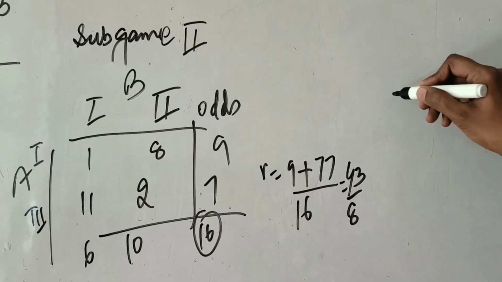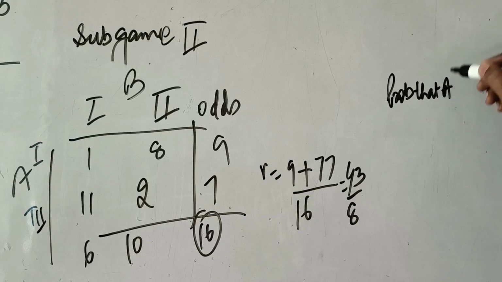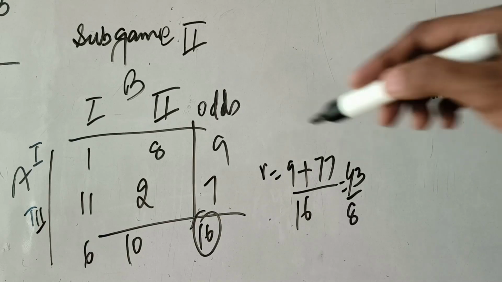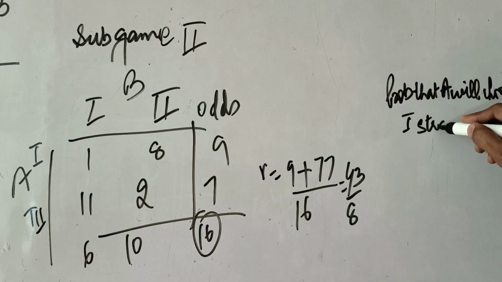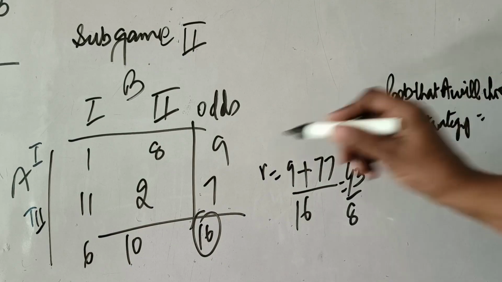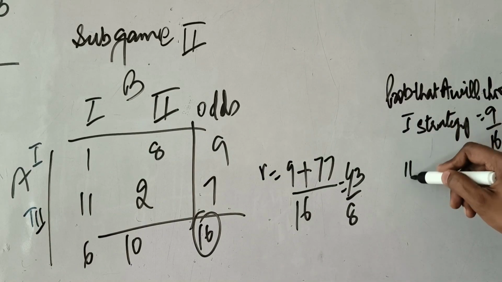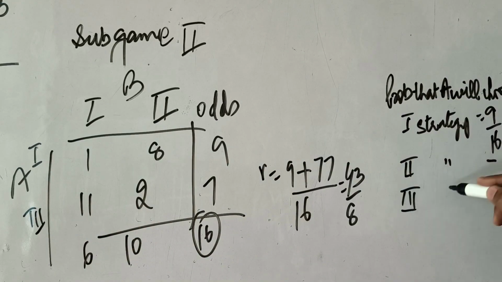So probability that first we will write for player A. Player A will be choosing the first strategy. Player A is choosing the first, yes, first strategy. And the probability is in the odds only 9 upon 16. Probability that A will be choosing the second strategy, it is nil because second strategy is not there in this game. Probability that A will be choosing the third strategy, 7 by 16.